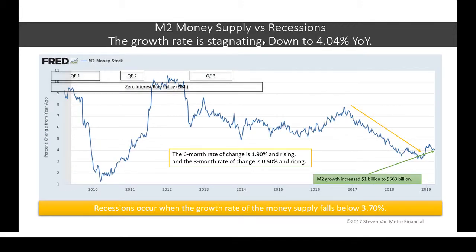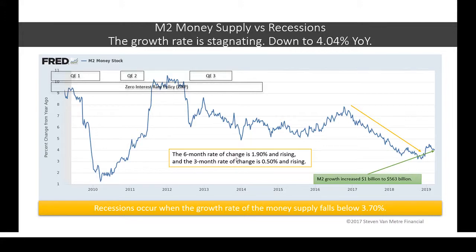I start out with the money supply. So I think I mentioned on Wednesday some of the danger signals here. The year-over-year growth rate, the annualized growth rate, is down to 4.04. We know that's going to continue to slide. How do we know? Well, the 6-month rate of change is at 1.9. So you can double that. That's 3.8% per year. So that means that the year-over-year rate should continue to fall because the 6-month rate of change is leading it.